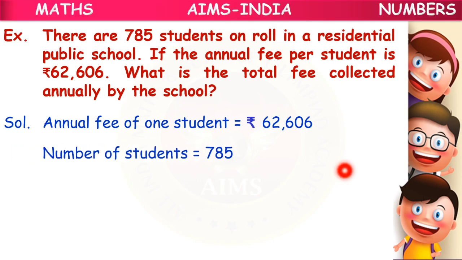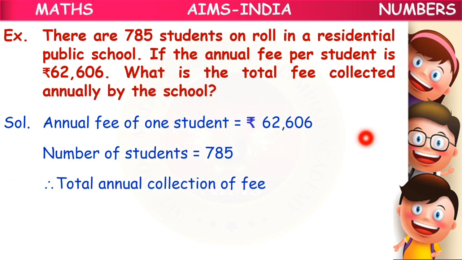How will we write the solution, students? First, we'll write the information given in the question. We have two pieces of information here. One is the annual fee of one student. The annual fee of one student is rupees 62,606. And the other piece of information is the number of students. So number of students is equal to 785.